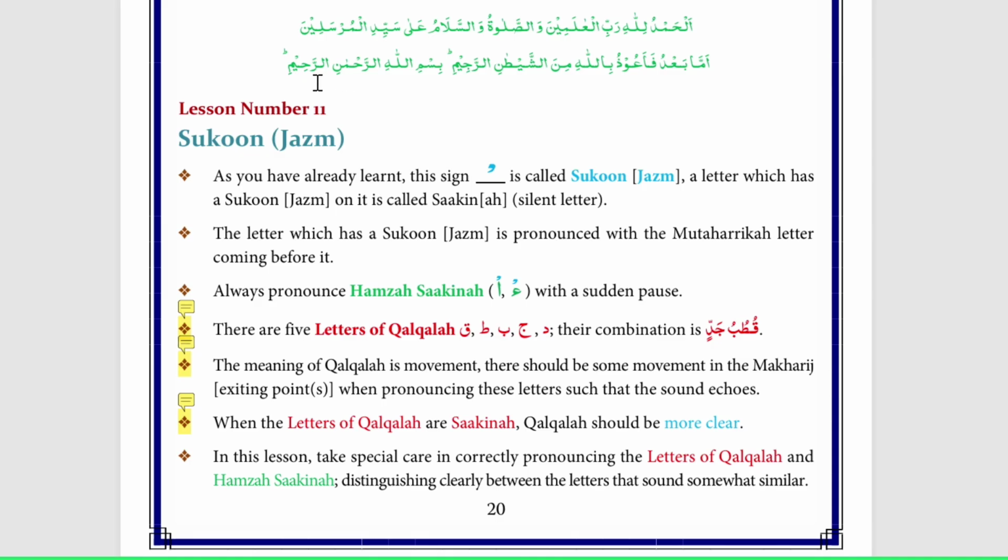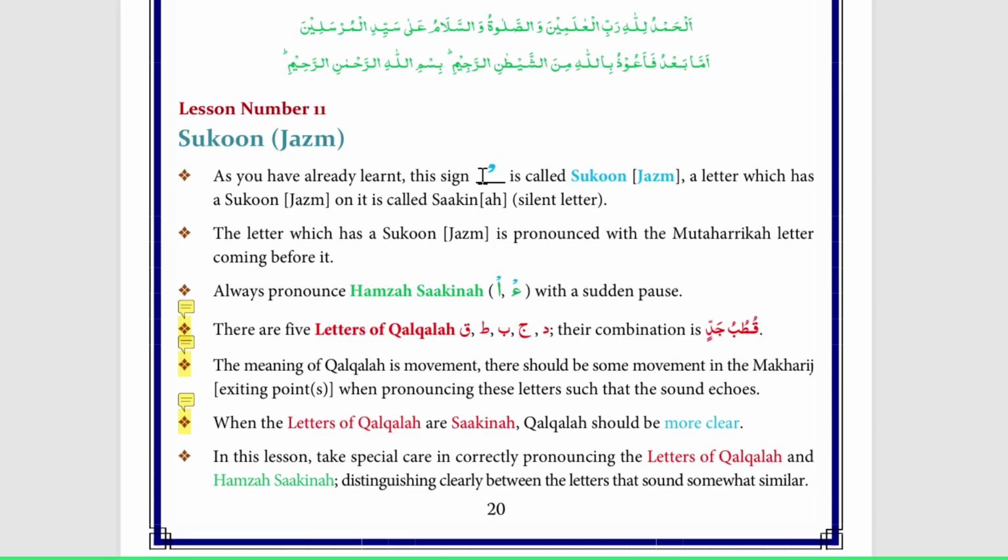Bismillahir Rahmanir Rahim. Today we are going to discuss lesson number 11. Lesson number 11 name is Sukoon. It is actually about Sukoon, or you can say Jazm. Sukoon is also known as Jazm.